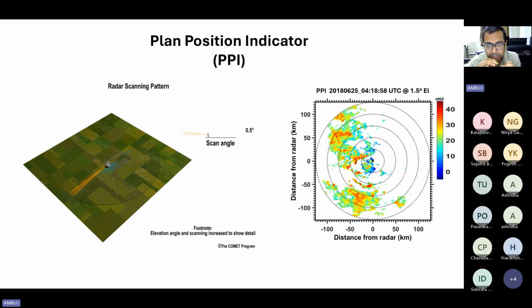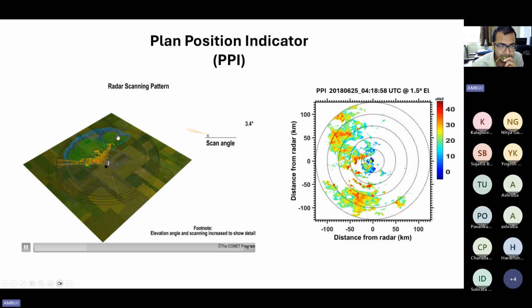Now, I feel that there may be many people belonging to the non-radar field. Therefore, I want to illustrate a few basic things about radar. The most common types of radar scans are the plan position indicator (PPI) and RHI. In a PPI scan, the radar antenna, as you see in the animation here, rotates 360 degrees at a constant elevation, and multiple PPI scans at increasing elevation angles stacked together form a volume scan. So this volume scan provides the three-dimensional structure of the clouds and storms around the radar.